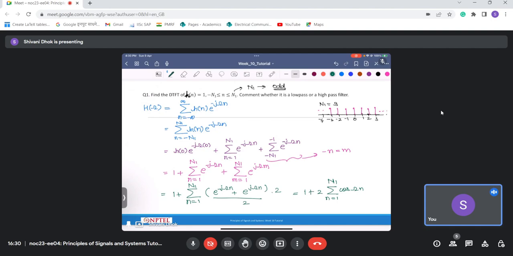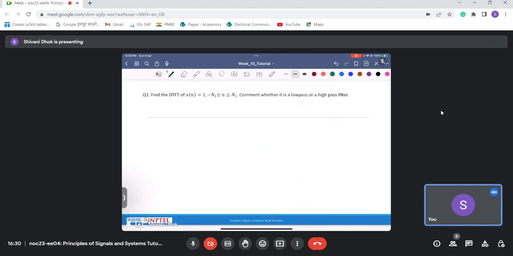Now note that what we have here is H of omega equal to 1 plus 2 summation n running from 1 to capital N1 of cos of omega n. Note that this N1 is an odd number. Now we need to check whether this is a low pass filter or a high pass filter.